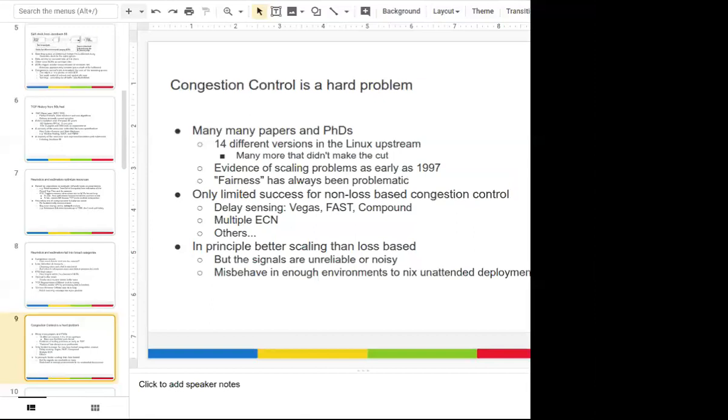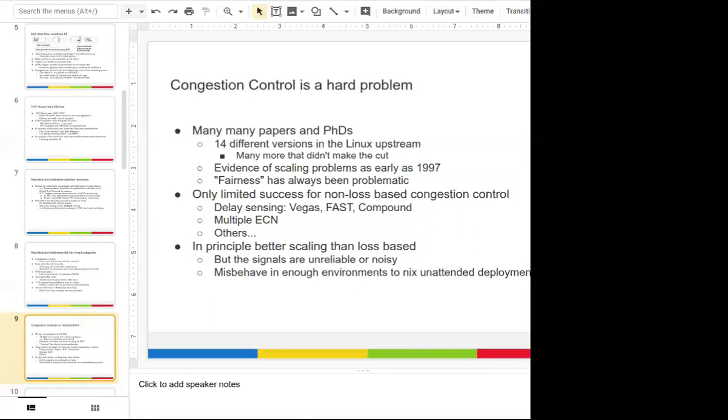I just looked at the Linux upstream. There are 14 different algorithms in the code. In vast numbers, I do not have a way of counting the number of papers there have been proposing new congestion control algorithms. They're endlessly going on.